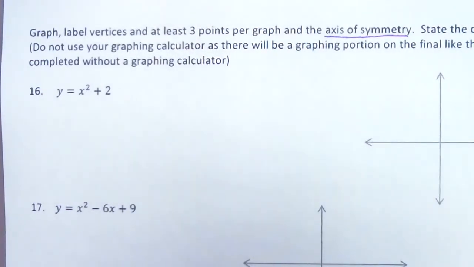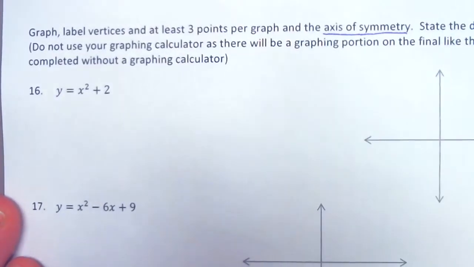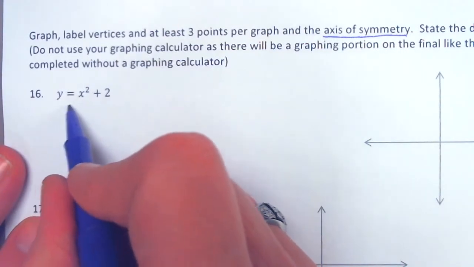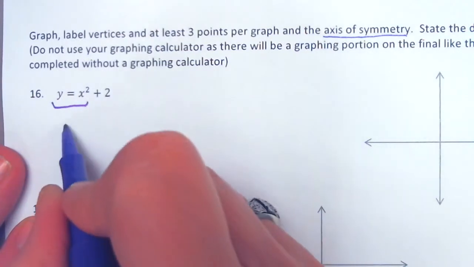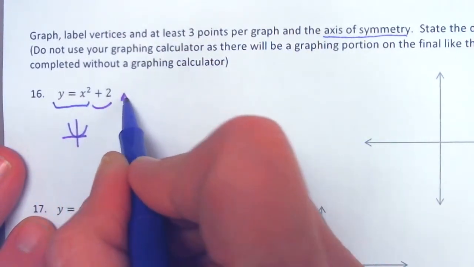Okay, on the final you have to recognize which graph belongs to which function and be able to especially find the axis of symmetry and vertex. So for this one, y equals x squared plus 2, the simplest way to think of this is just that this is a standard parabola, y equals x squared, with a shift up of 2.